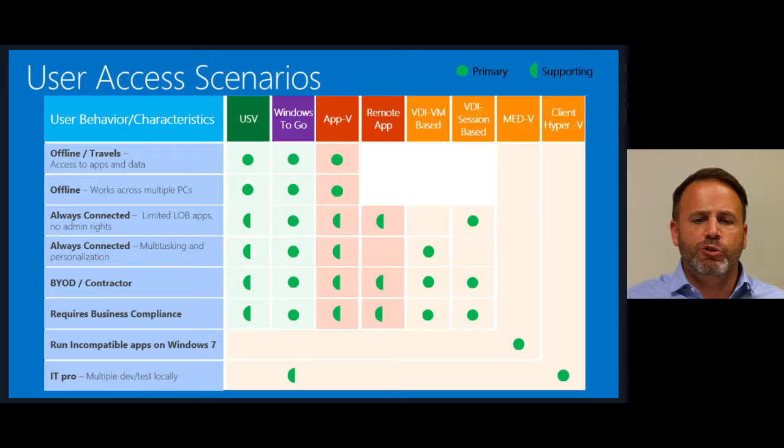So, these are really the user access scenarios. And this is actually really good to kind of think, okay, wait a minute, which ones would be good for me? And it kind of looks down at it, but if you're always connected, and you're bringing your own device, which a lot of small to medium-sized businesses are doing, your BYOD, or you need compliance for business, the VDI environment would be a really good avenue. You can use Windows to Go for 6 out of the 8 different scenarios.